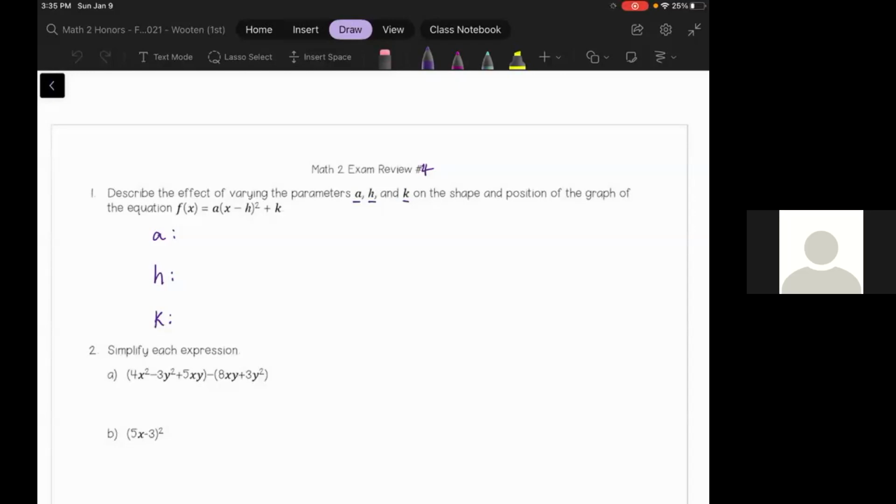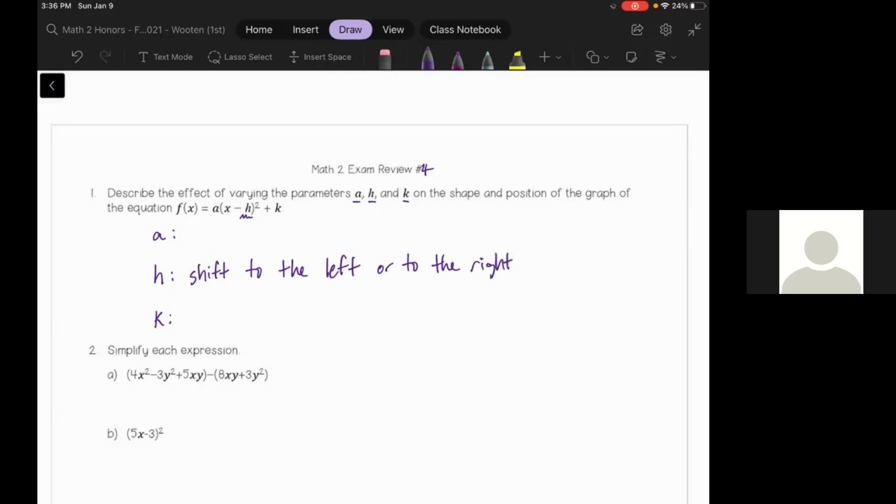So when we look at these quadratics, I'm going to start with the innermost parameter, the innermost number first, and that's going to be that H part right here. So that value we've seen throughout the year, anytime you are adding or subtracting a value inside the parentheses with the X, that's what shifts the graph to the left or to the right.